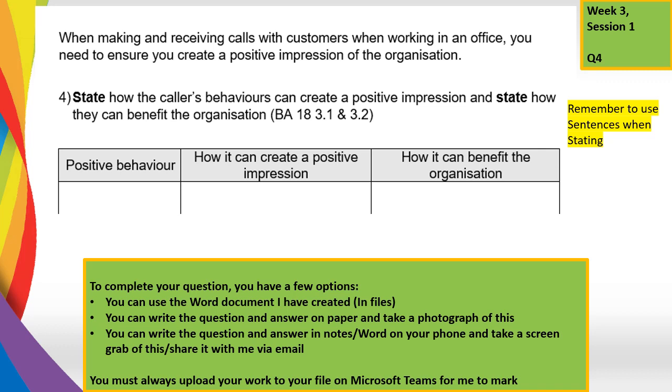Now you're going to answer question 4. I've put it in a table format for you. You're going to state how the caller's behaviours can create a positive impression and state how they can benefit the organisation. You need to do, I think it's 4 of these. Just double check your worksheet, I've not written it on here for some reason. I think it's 4 behaviours that you need to do. You need to show how they create a positive impression and how they can benefit the organisation. Remember that you have to write in sentences when you are stating.